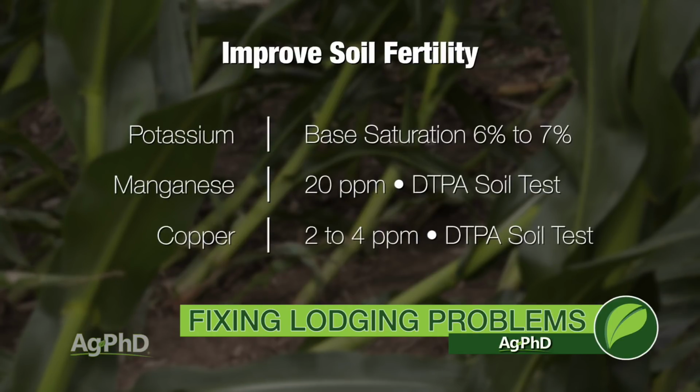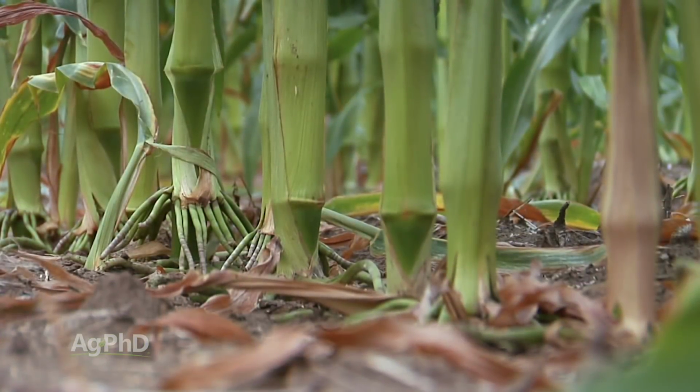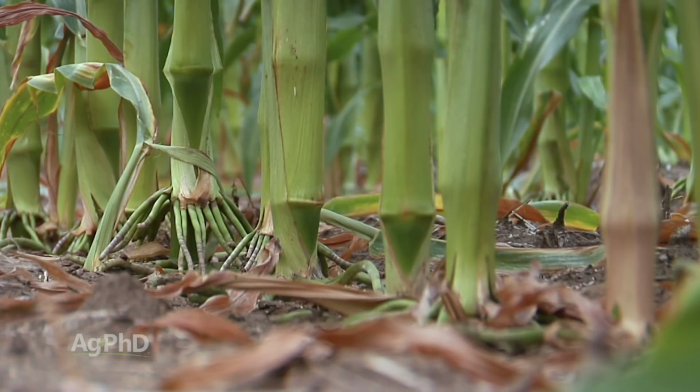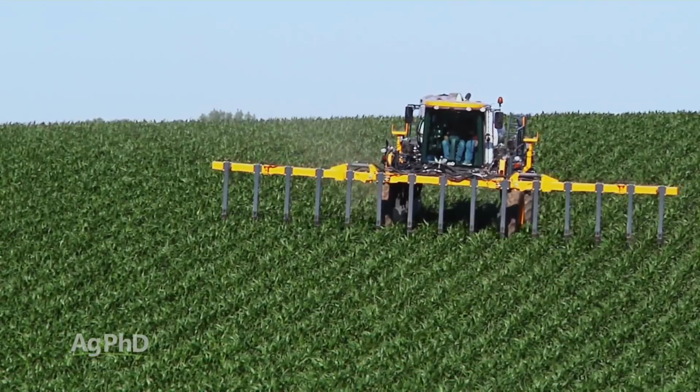So if you can have good potassium levels, good manganese levels, and good copper levels, generally speaking, you're in pretty good shape. And then the other thing, of course, is on the excess side, we don't want you to overdo it with nitrogen, especially real early in the season.